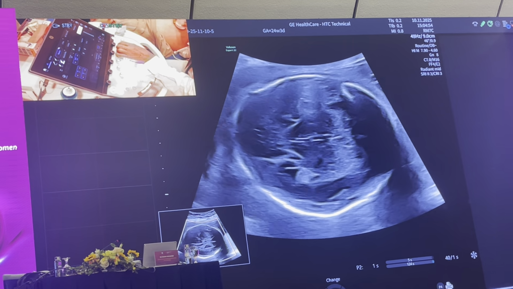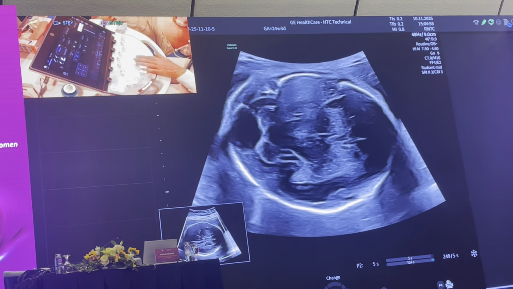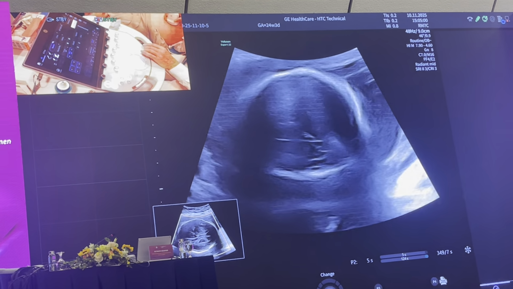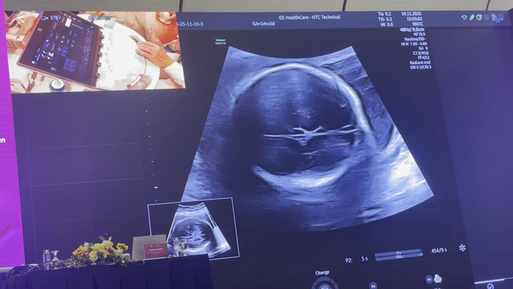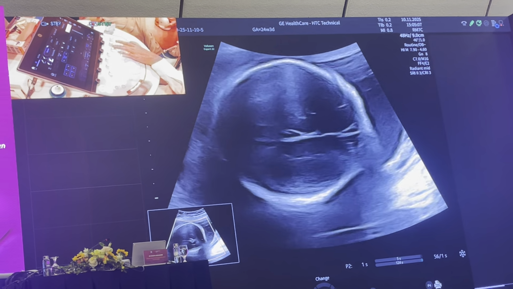Everything to do with ultrasound imaging is important to magnify the image. As I look at this baby's brain, I'm going to start off by taking a view looking at the sulcations and gyrations of the brain.